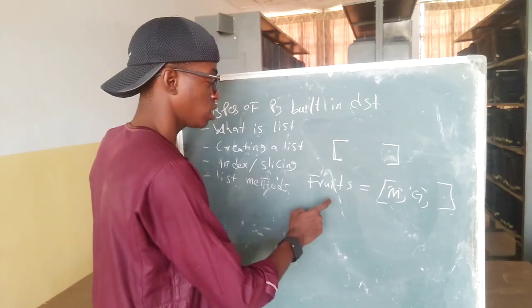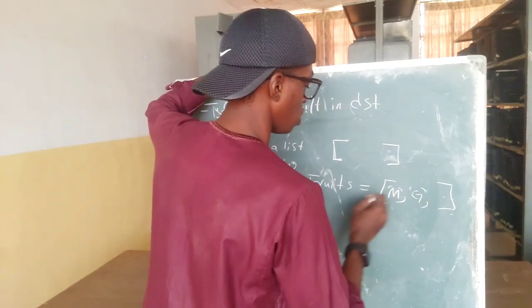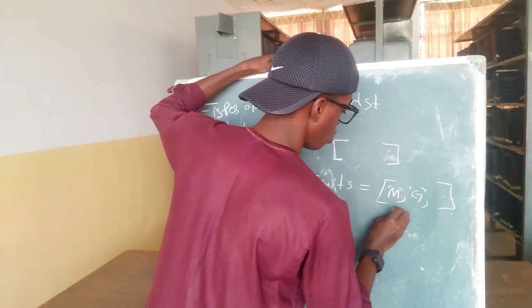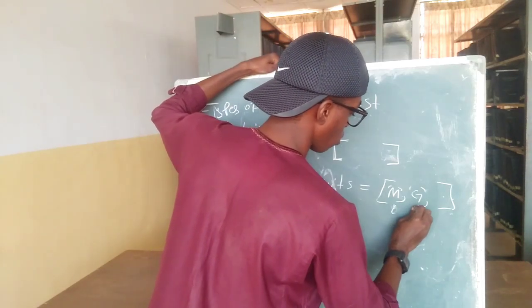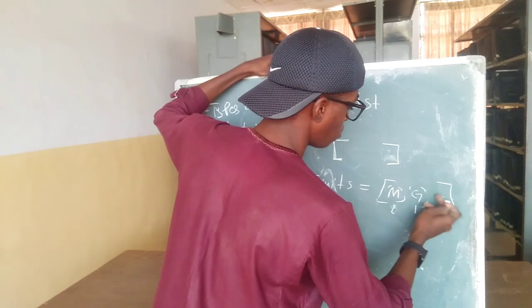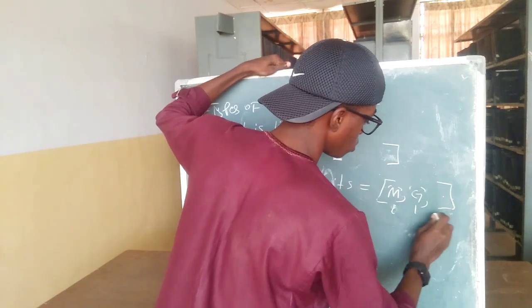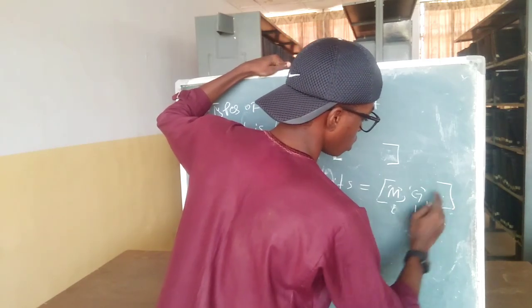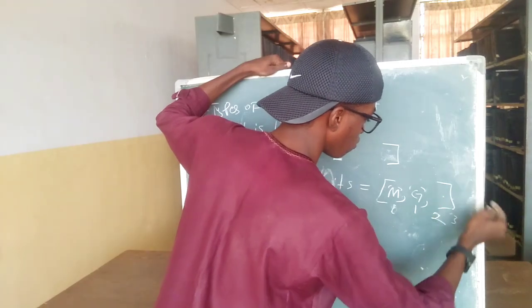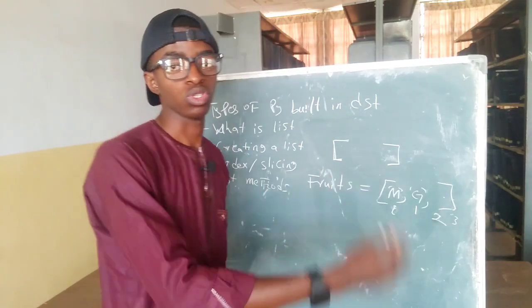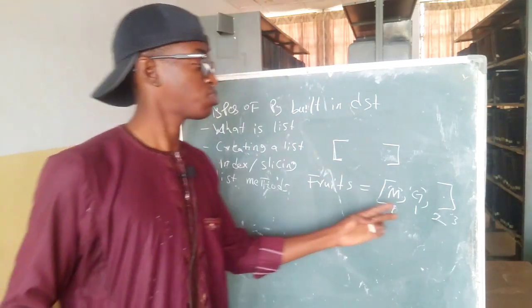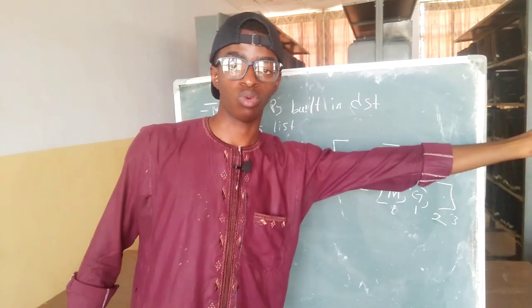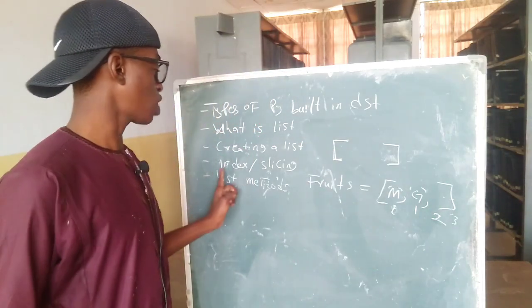When you create this list called fruits, the first one has an index of 0. The second one has an index of 1. If we have a third one, it is going to be 2. Then 3, 4, 5. This is how it's going to continue. So I hope you can work out what the index of the 10th one will be. Good. So this is about indexing.